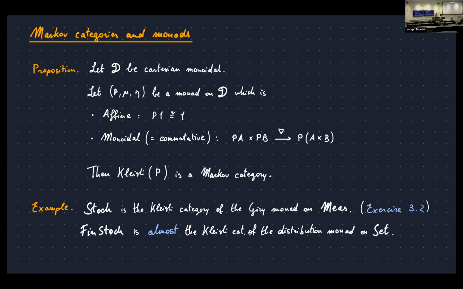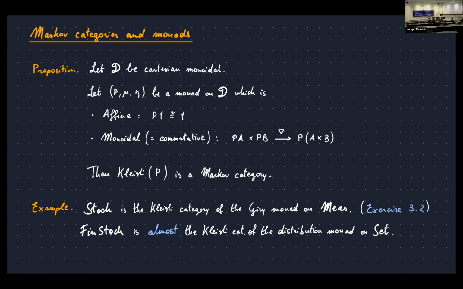FinStoch, I want to say it's almost the Kleisli category of the distribution monad. The reason why it's not exactly the Kleisli category of the distribution monad is that the objects of FinStoch are finite sets, and the distributions over a finite set, even just the 2-element set, are an infinite set. So that wouldn't work. But what is true is that FinStoch is a full subcategory of the Kleisli category of the distribution monad. Okay? And there's not much more that you have to add to get the whole thing. So you might have heard about probability monads. They are related to Markov categories in this way.